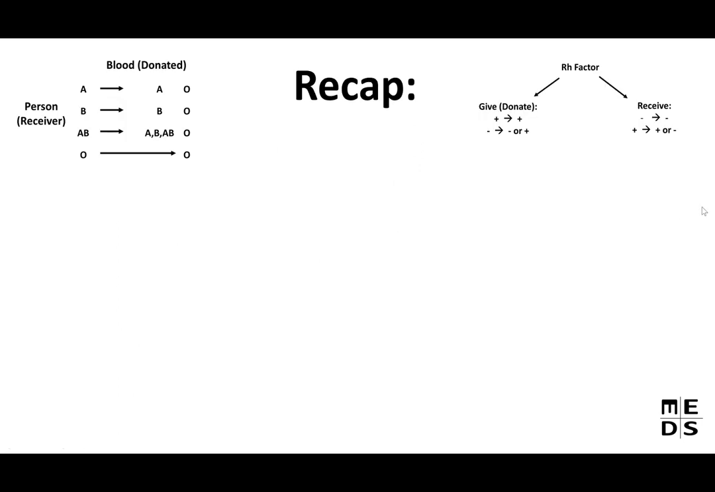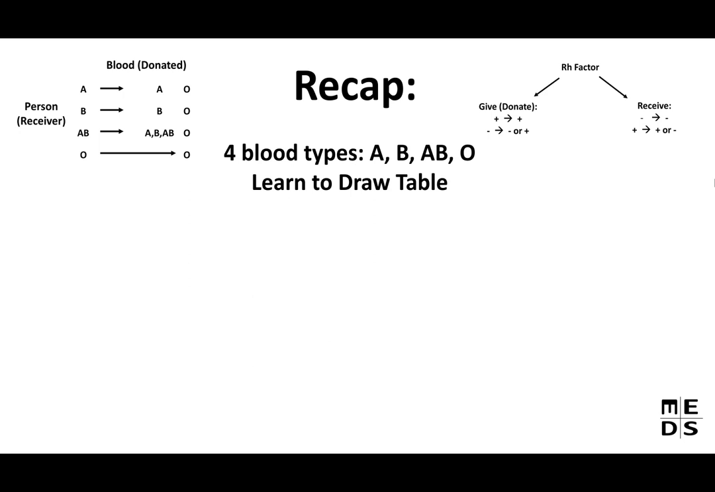Okay, so just a quick recap. There are 4 blood types. There's A, B, AB, and O. You want to learn how to draw the table, the one that's on the left, and then the ones on the right on the slide.